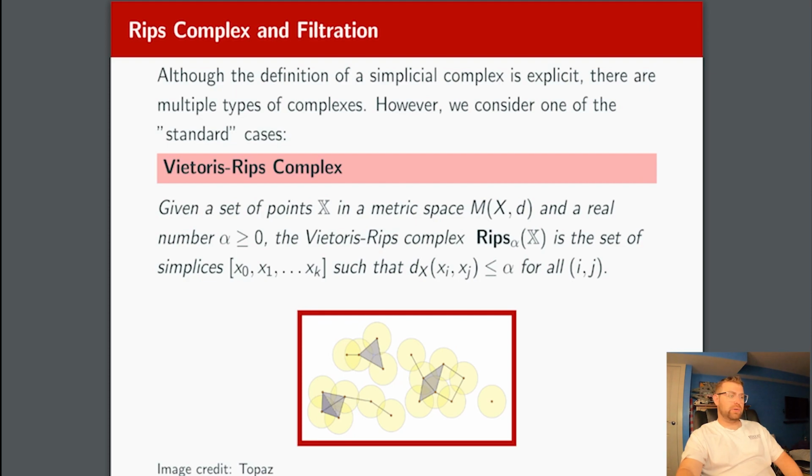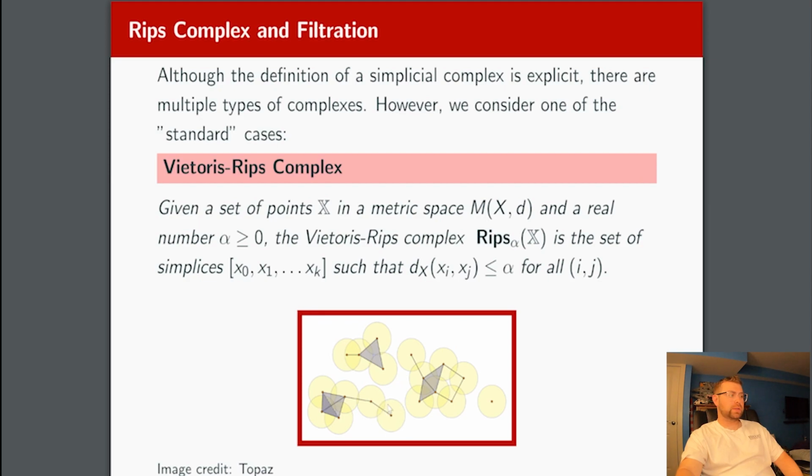So right here I have a 0 simplex, and I'm going to blow this thing up to a radius of alpha and see if it touches anything else. Well, this one doesn't, so it stays as a 0 simplex. But let's look at this point and this point. If I blow each of them up to a radius of alpha, we can see that they intersect a little bit. And because they intersect at this radius of alpha, we connect them and make a 1 simplex.